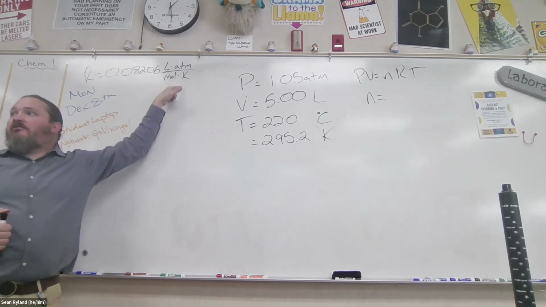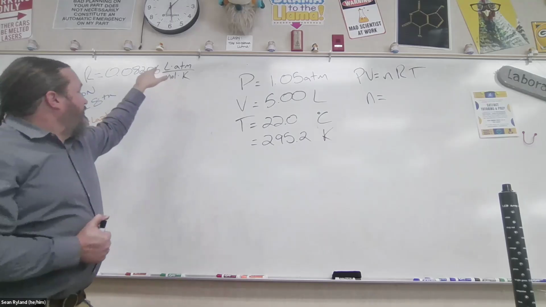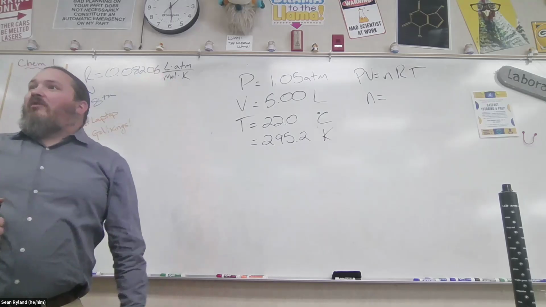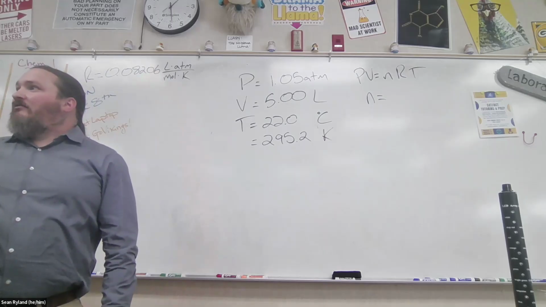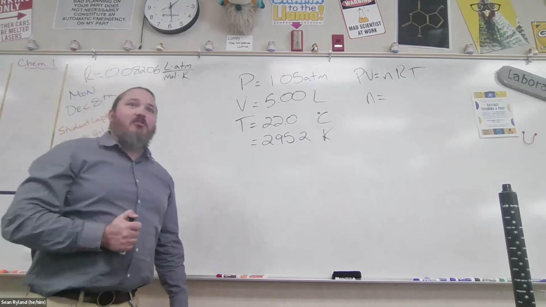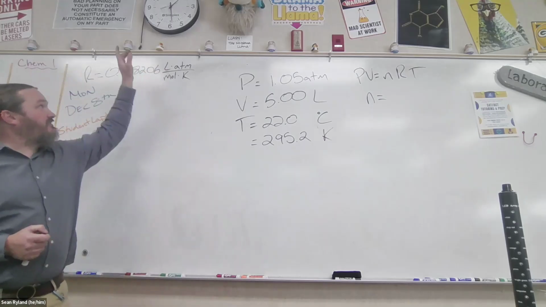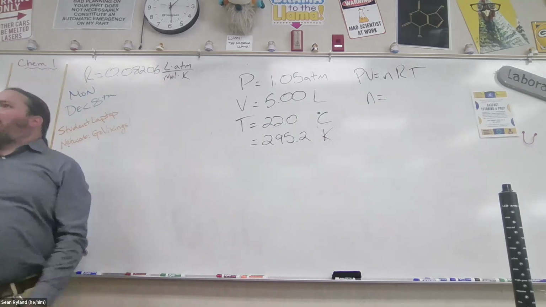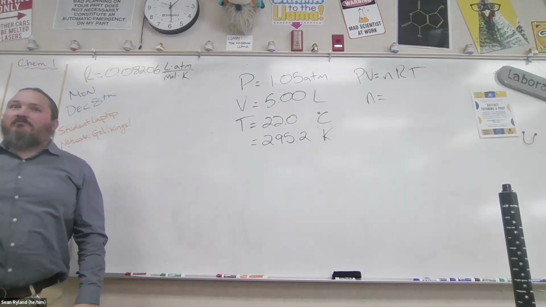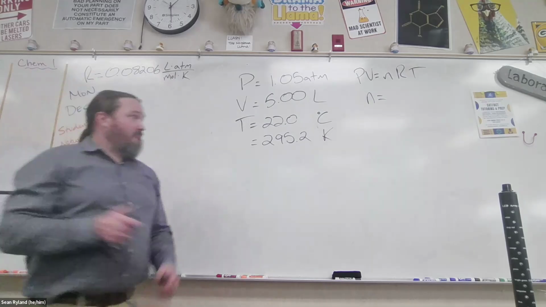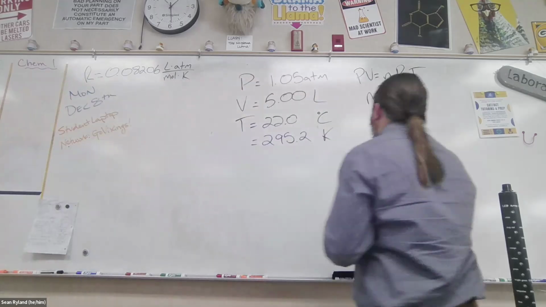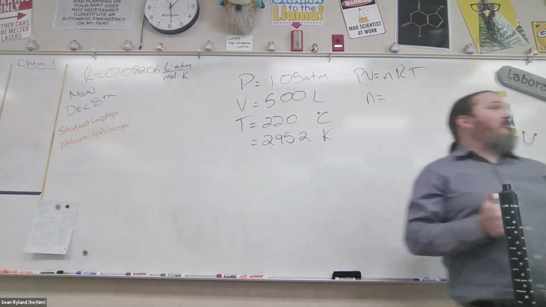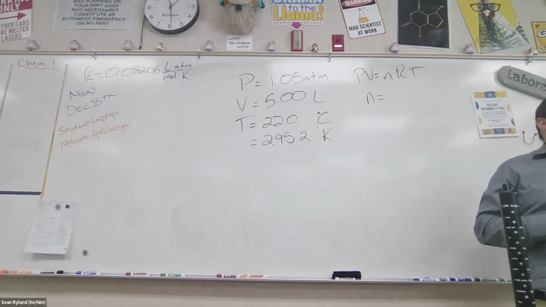It's on your conversion sheet. But if you use R without writing the units, I will mark you off a point. So write the units, even though they're seemingly meaningless. They're going to remind you when you forgot to convert from Celsius into Kelvin. So what do we get if we're in the proper units? What do we get for n?